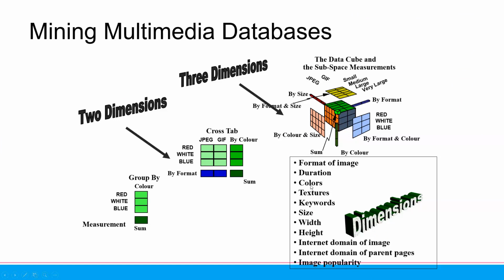Colors. So you already know the histogram, the hot pictures. And the textures, keywords, size, width, height, internet domain of image. So if you go to Google, if you click the image, there will be many images, but it is not originally from Google. Google just search all the pictures in the World Wide Web. So it means we can give link to the image. Or the internet domain of the parent page.